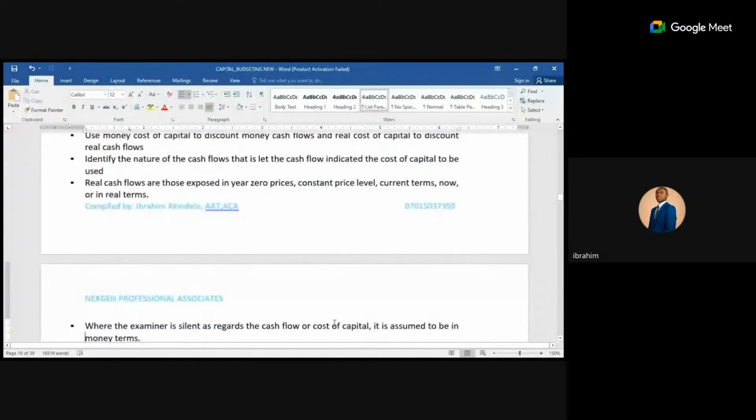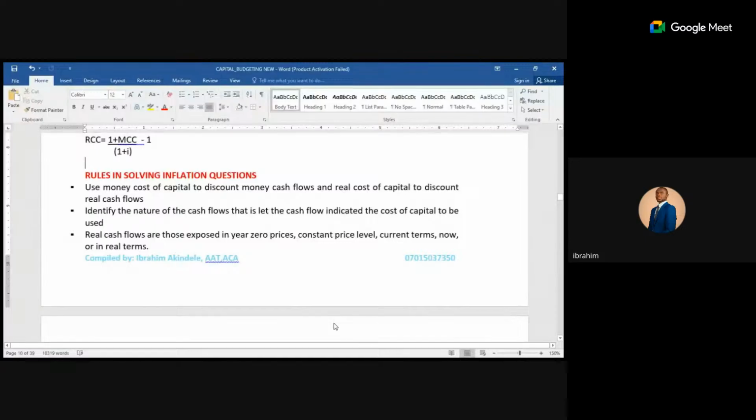Now, let's quickly look at the general rule before we continue our question, right? Rules in solving inflation questions: use money cost of capital to discount money cash flows, and real cost of capital to discount real cash flows. This is very, very important, please. Now, identify the nature of the cash flow, that is, let the cash flow indicate the cost of capital to be used.